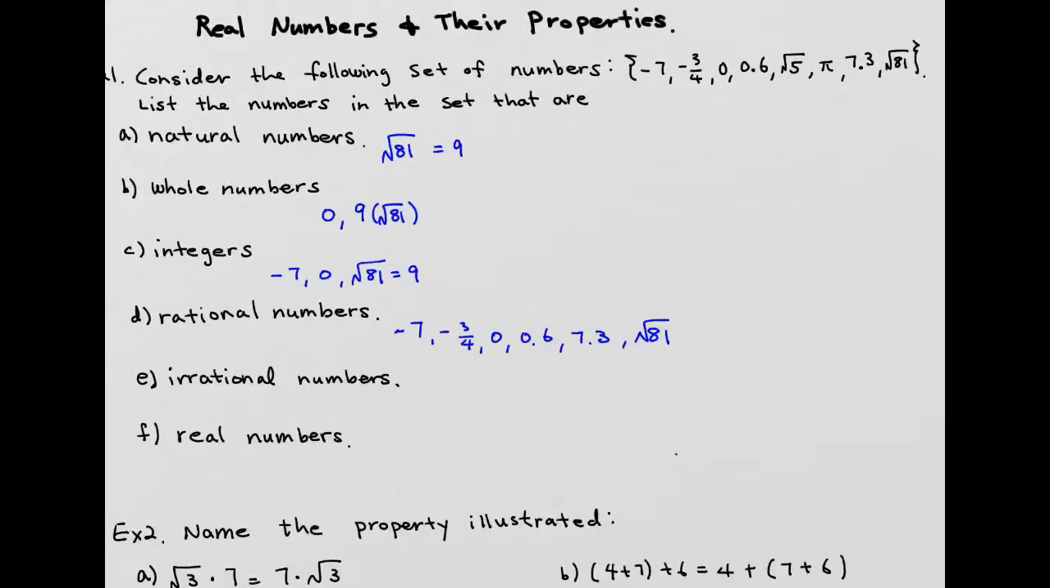And then if we want to find the irrational numbers, it is everything that's not a rational number. So we have square root of 5 and pi. Real numbers are going to be all of them.